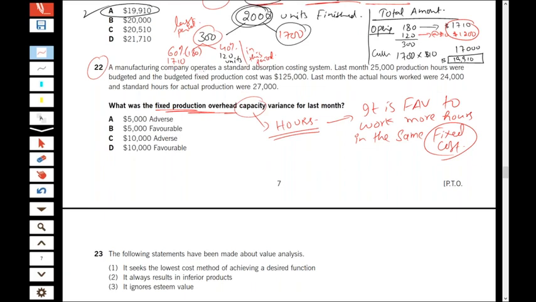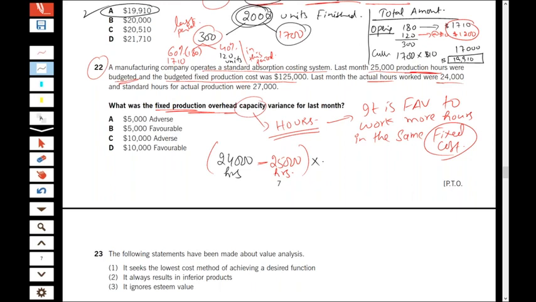A manufacturing company operates a standard absorption costing system. Last month, 25,000 production hours were budgeted. You budgeted 25,000 hours. And the budgeted fixed production cost was, okay, not interested right now. Last month, actual hours was 24,000 hours.